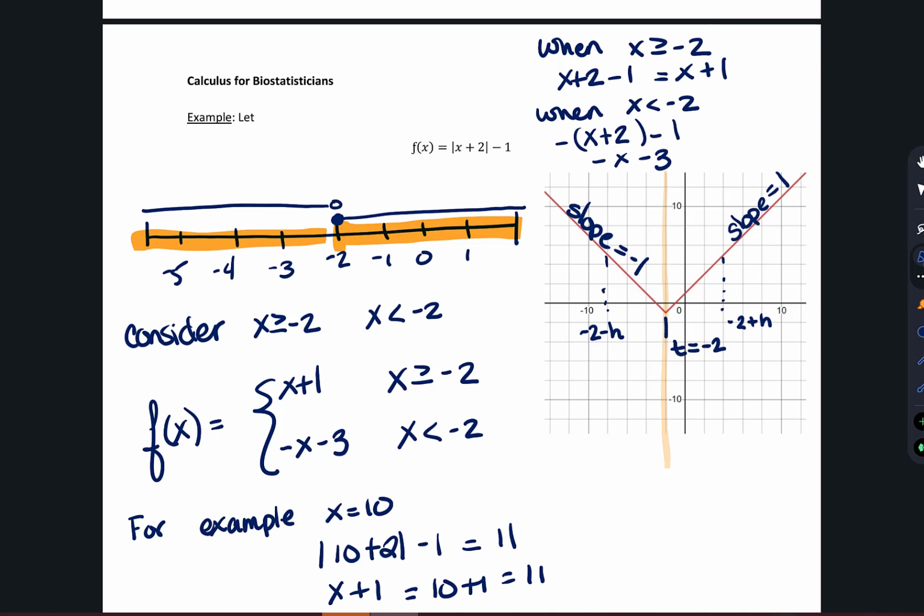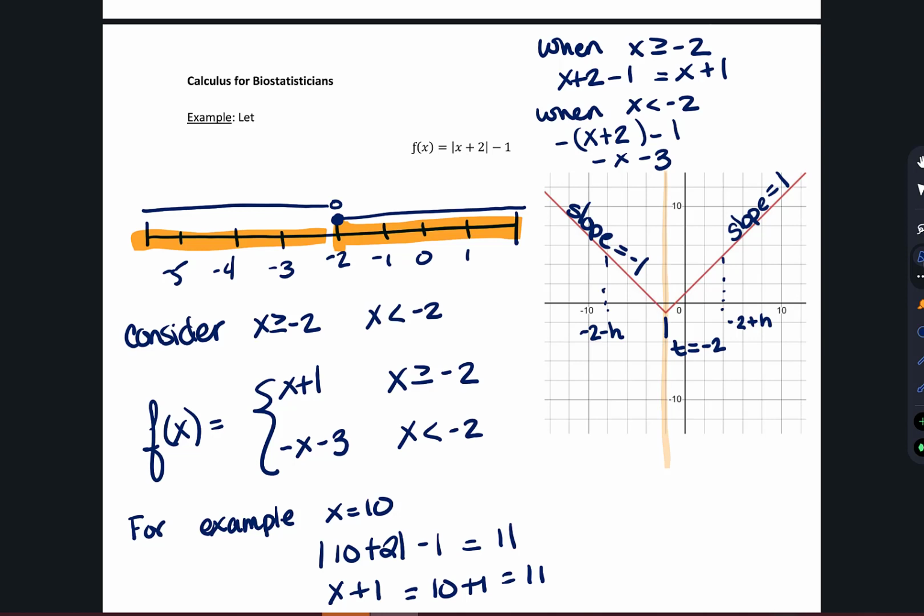So notice as we move from the right, as we close that distance from -2 plus h to t equals -2, the slope of that tangent line is going to approach 1. Whereas from the left, as we close that distance between -2 minus h and -2, that slope is going to approach -1. So our limit from the right and from the left are not equal to one another. We do have different slopes.